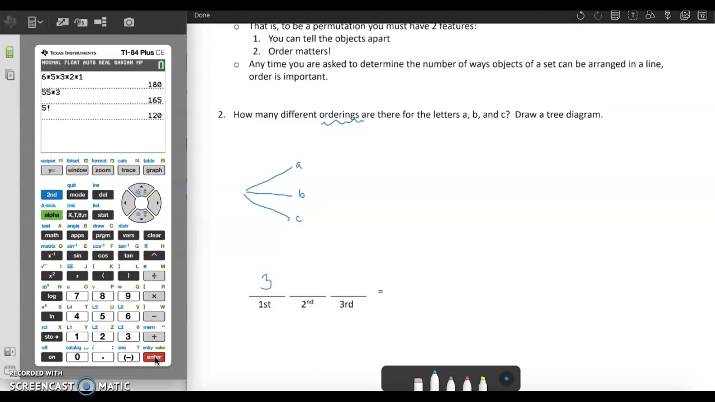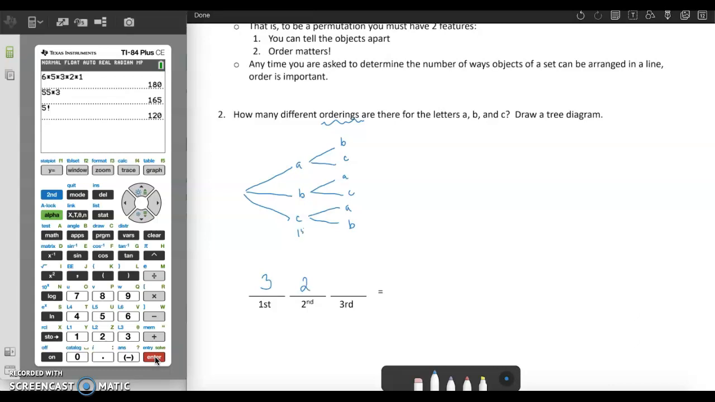Now, because you can tell these objects apart and that letter is now first in line, we only have 2 options for what comes next. These are sort of the without repeating type situations. Once I've used one of these letters, I can't use it again. So after the A, I could either put B or C. If I chose B first, I could either do A or C. And if I chose C first, I could either do A or B next. So at each level, once I've chosen the first one, there are 2 choices for the second one, right?